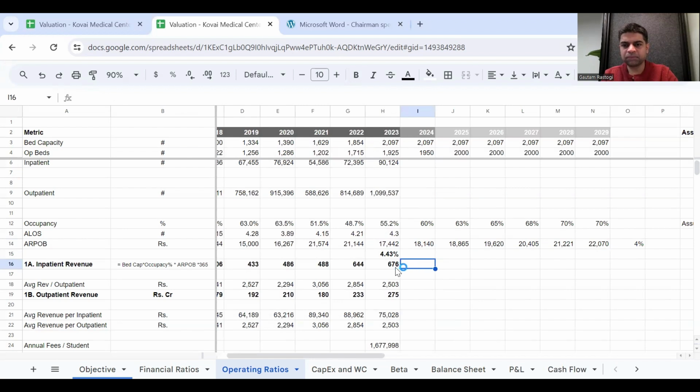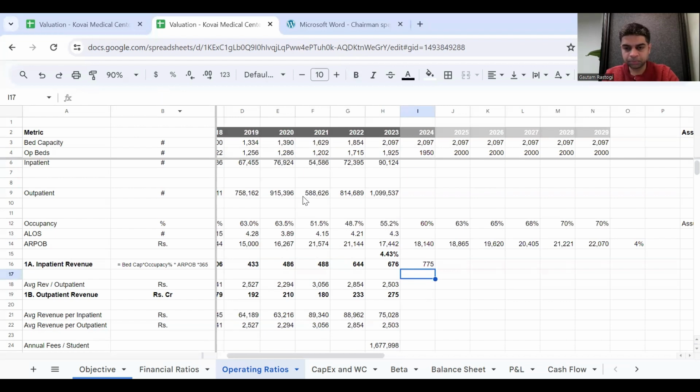So now I think we have all the ingredients to model, calculate inpatient revenue. It's occupancy times the number of operational beds times the average revenue per operating bed. So you have the daily revenue from all the operational beds, and then you multiply it by 365. And obviously you have to divide it to convert it into CR.